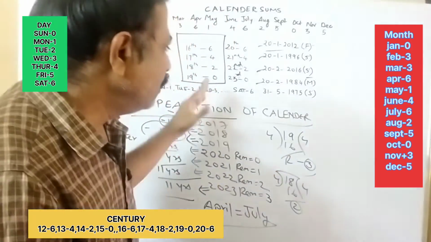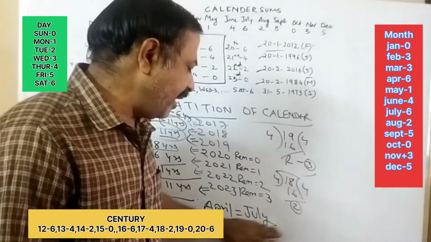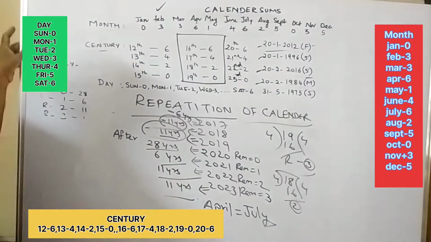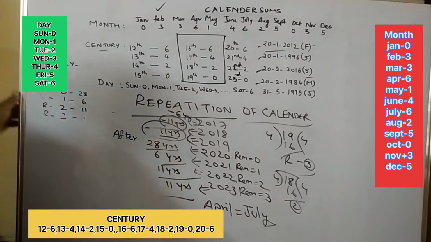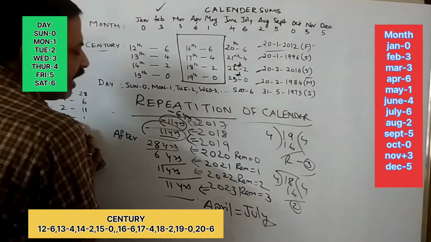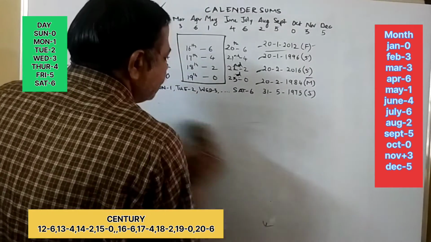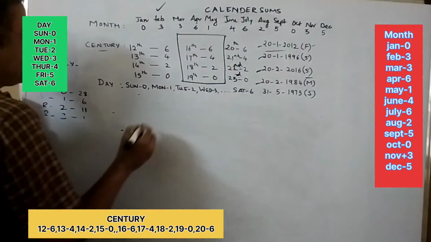And some more models are left. How many months the calendar repeats itself after how many years? There is one point which I will explain in the next video. But before that, let me tell you one important point.